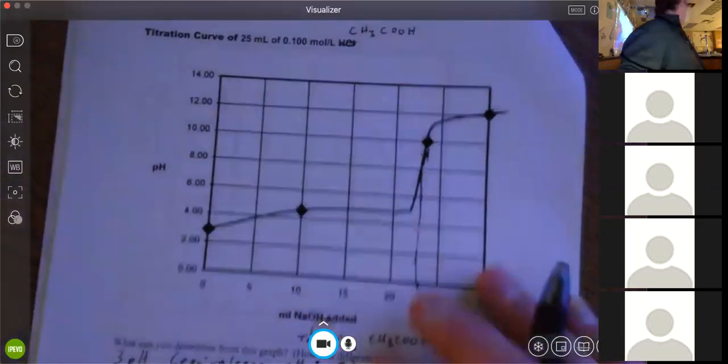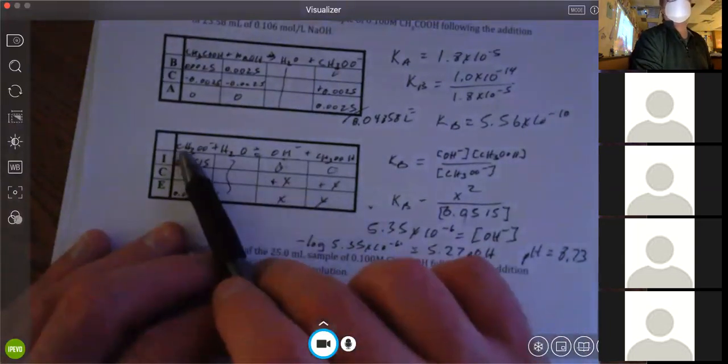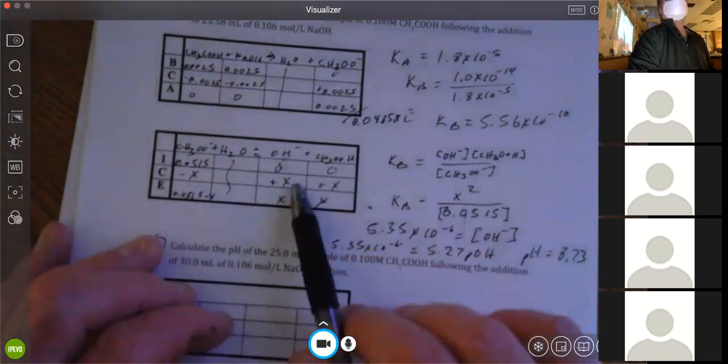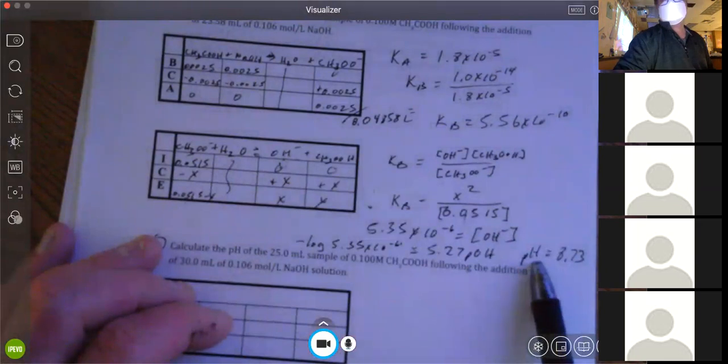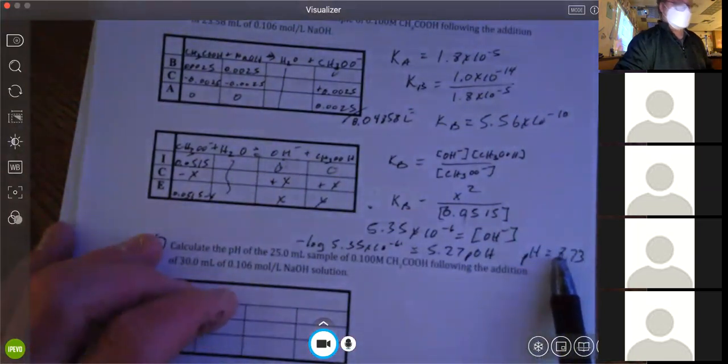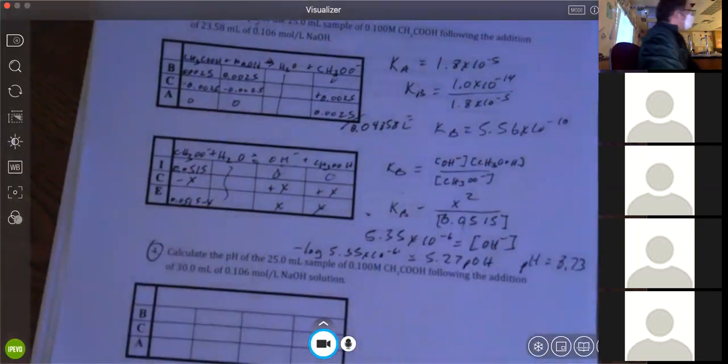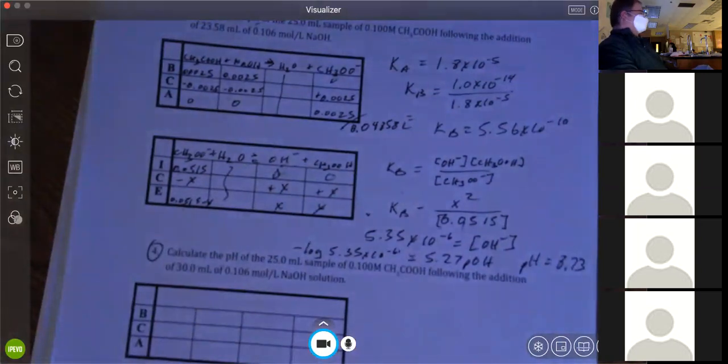Good call. So again, this extra OH- from the conjugate base forming up here brings our pH, instead of being at 7 at the equivalence point, to 8.73. Now, an interesting thing, this will come into play next week, is that that's why we use phenolphthalein when titrating a weak acid with a strong base.